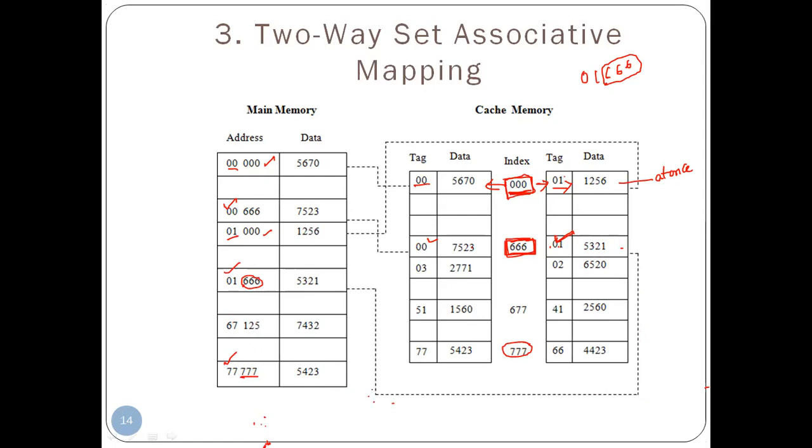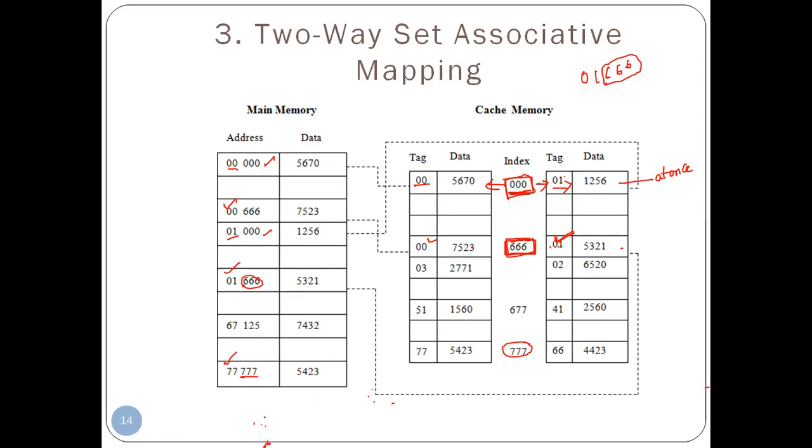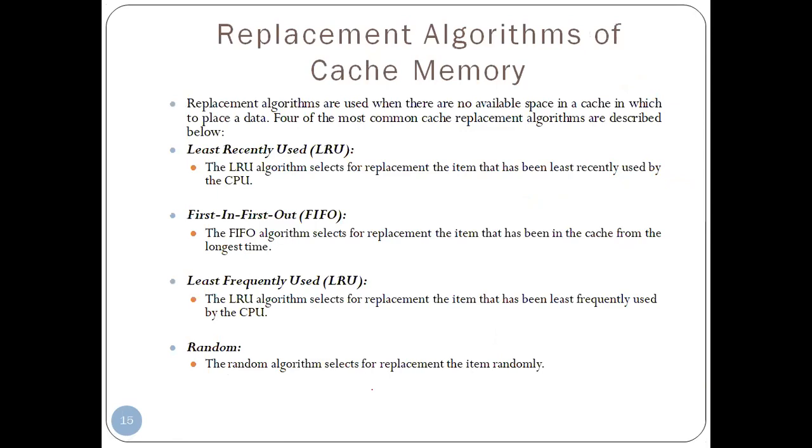So these are the three different important types of mapping techniques when we are concerned with cache memory. Fine. So this is how cache memory mapping is done by making use of direct mapping, associative mapping, and two-way set associative mapping. So here, as I have said before, if the cache memory is full, we have to replace one page. We have to remove one page from the cache memory and give space for the new one. So which page do we have to remove?